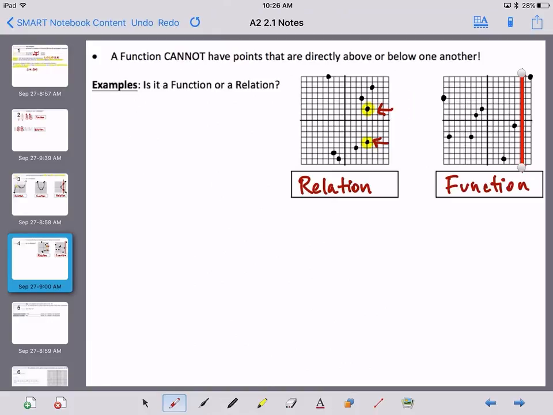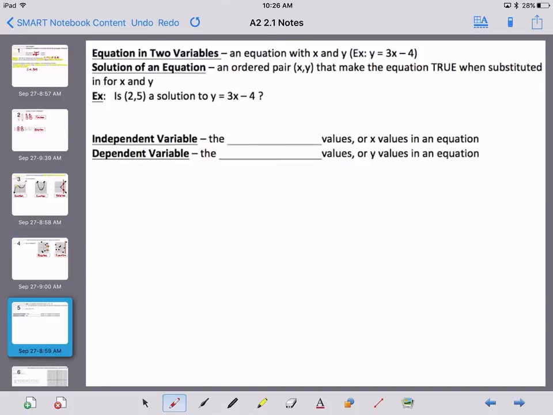So that moves us into whether or not an ordered pair is a solution to a function. So we're going to be talking specifically about functions for the last part of our notes. So an equation in two variables is usually the type of equation that we'll work with in algebra. They have an x and a y. So something like y equals 3x minus 4. That's an equation in two variables. To determine if something is a solution to an equation like that, you have to plug in for x and y and see if it makes a true statement.